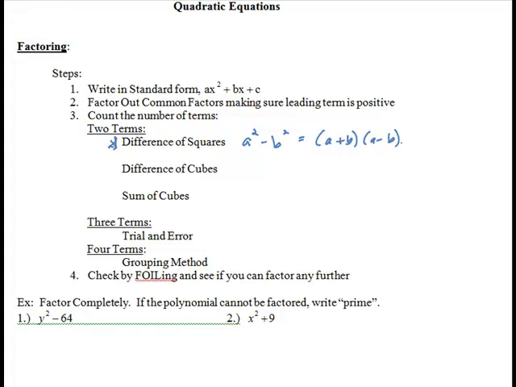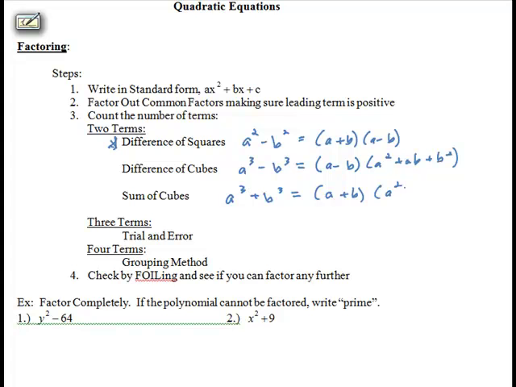The difference of cubes, same general idea, two perfect cubes that are being subtracted. The formula for the difference of cubes is a binomial times a trinomial. The binomial a minus b times the trinomial a squared plus ab plus b squared. And likewise, sum of cubes, two perfect cubes that are being added together, it's going to factor into a plus b times a squared minus ab plus b squared. Notice there's no such rule as a sum of squares. If you have two perfect squares but they're being added, it cannot be factored.